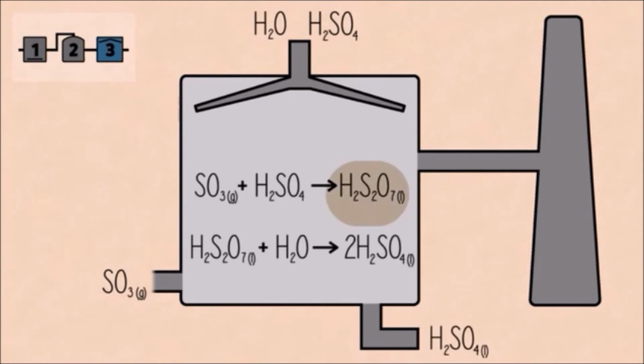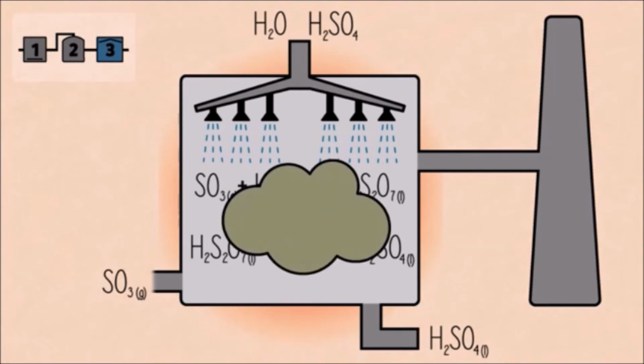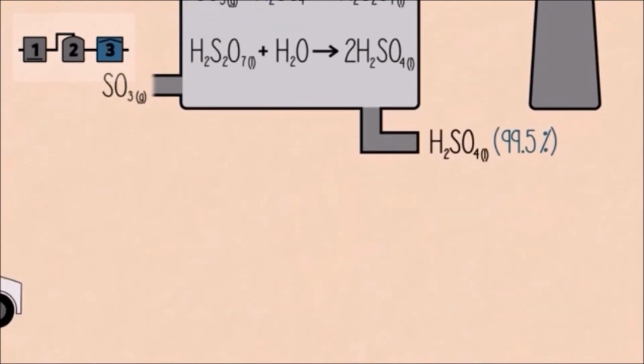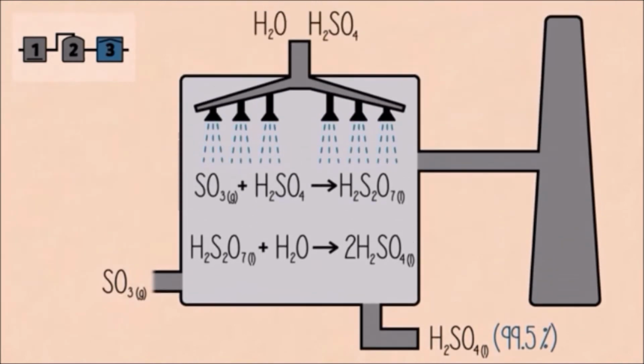Finally, in stage 3, sulfur trioxide is converted into a very concentrated sulfuric acid. This liquid is also known as oleum. It is very viscous and releases acidic fumes. It is very important at this stage to add water carefully, usually as a mist, to sulfur trioxide. This is because the reaction is very exothermic, so mixing it with pure water would release a mist of sulfuric acid that would escape into the air. 99.5% pure sulfuric acid is then collected and shipped off to where it is needed next.